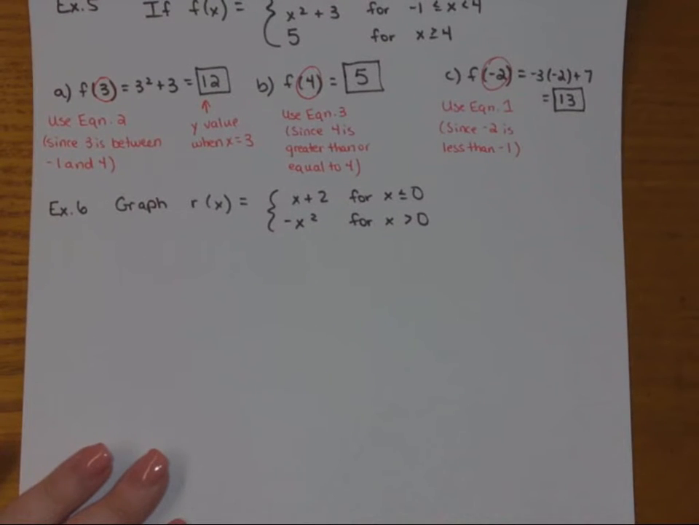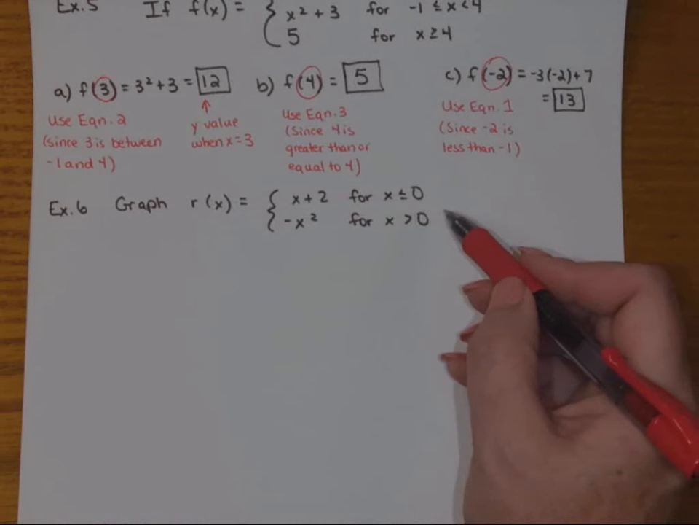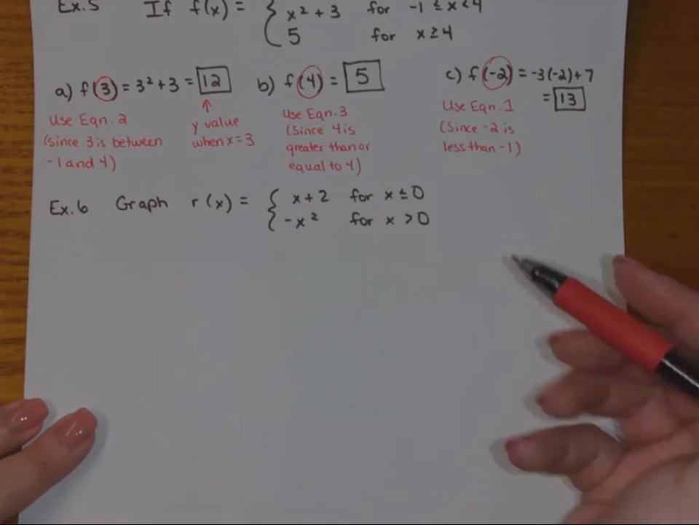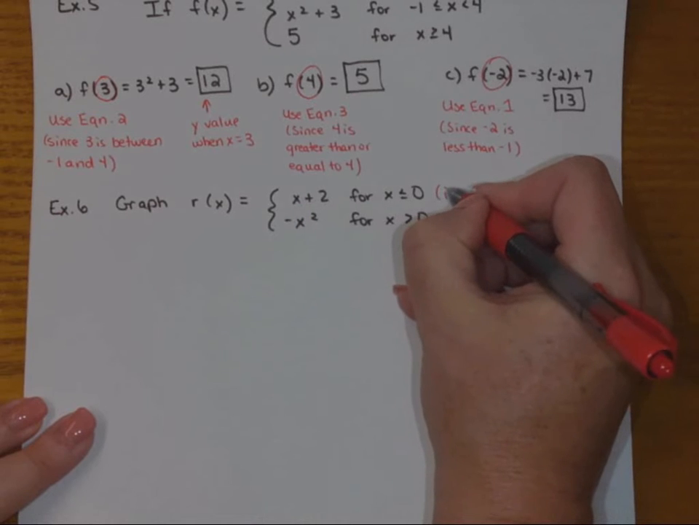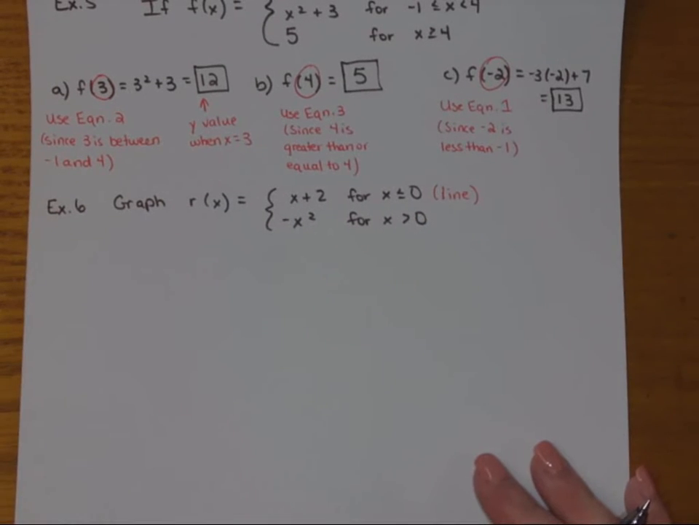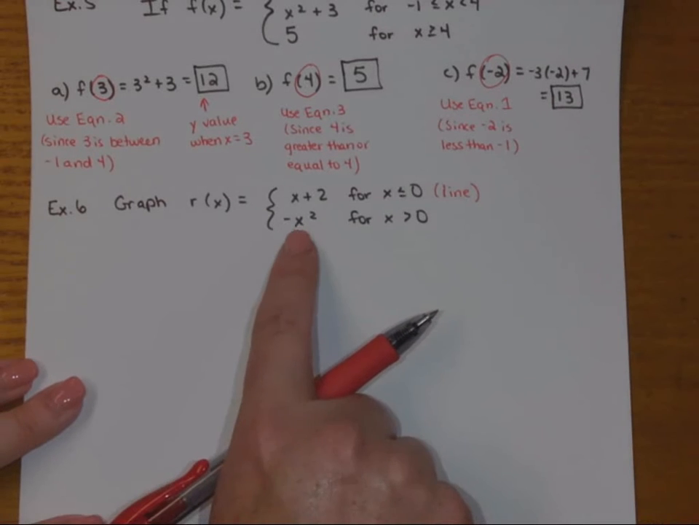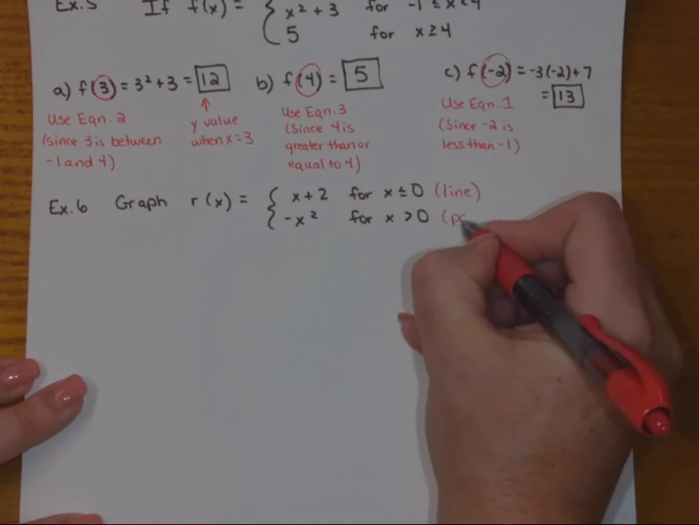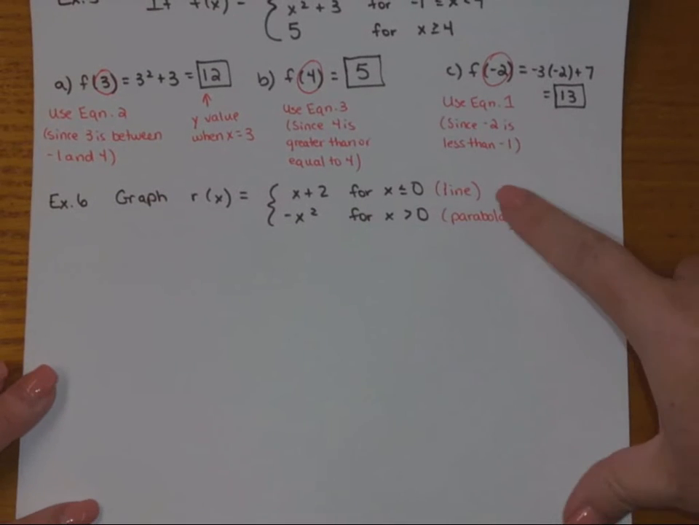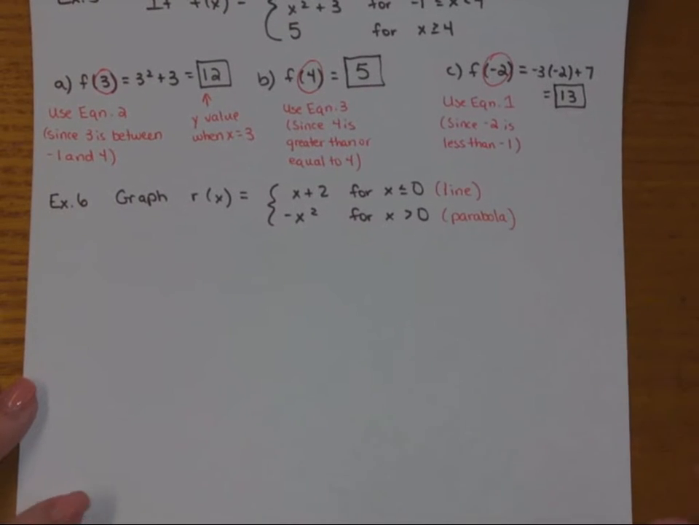It is definitely easier if you go through and try to figure out what types of pieces you can expect. In other words, remember we talked about the graphs of common functions: x to the first power graphs are always going to be lines. And then what about x squared? Those are always going to be parabolas. So this is going to be two pieces of a graph, one that's a line and one that's a parabola.